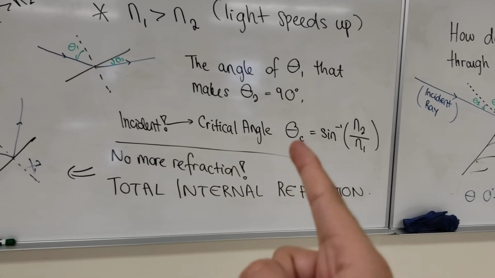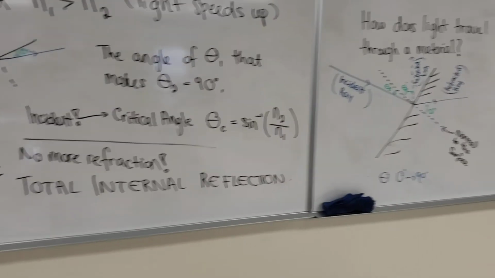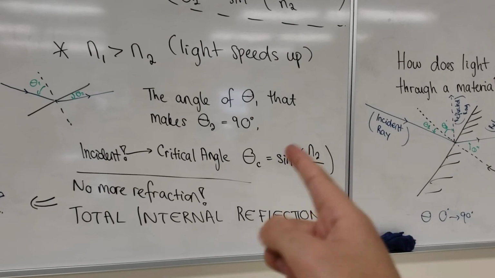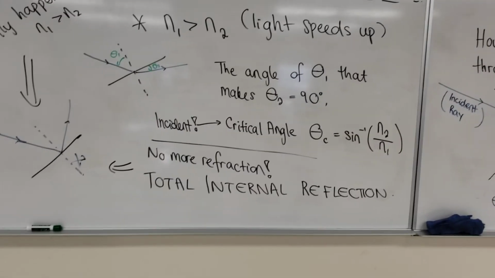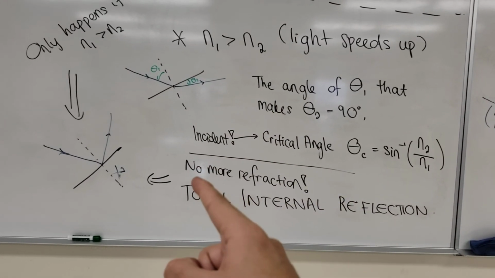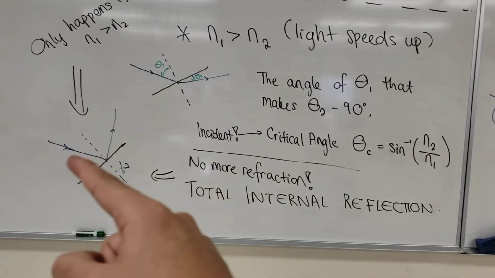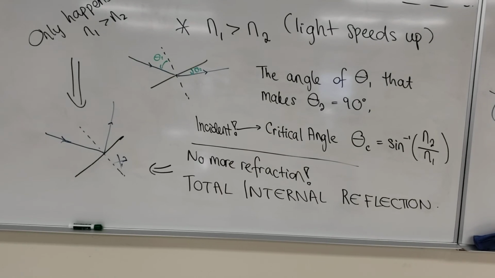That's for theta 1, the incident angle. There's a critical angle, and we can calculate that the critical angle is this. That's just applying Snell's law, using 90 degrees for theta 2. We can solve for the critical angle, and that's what that is over there. Once we hit the critical angle, we get no more refraction, purely reflection. There's no more light that transmits through. All of the light gets reflected.